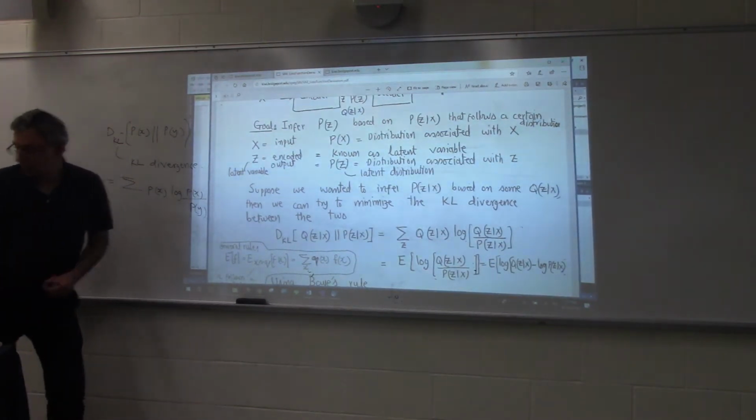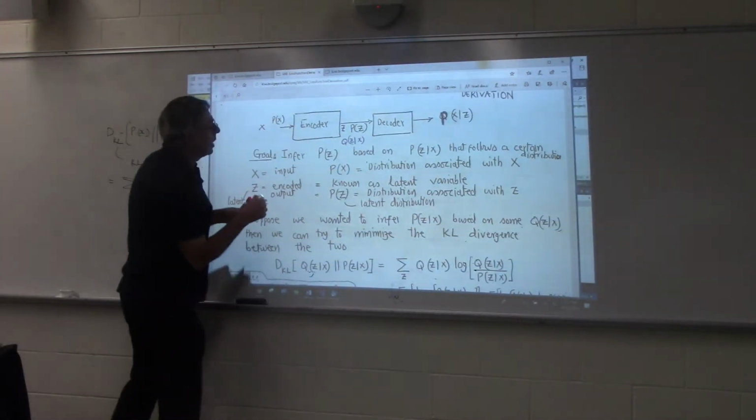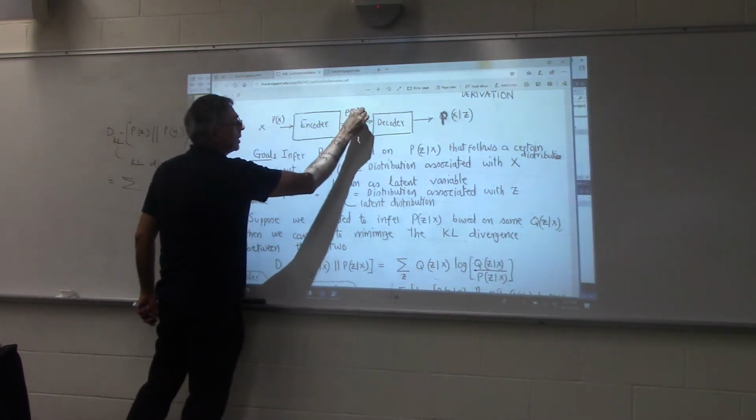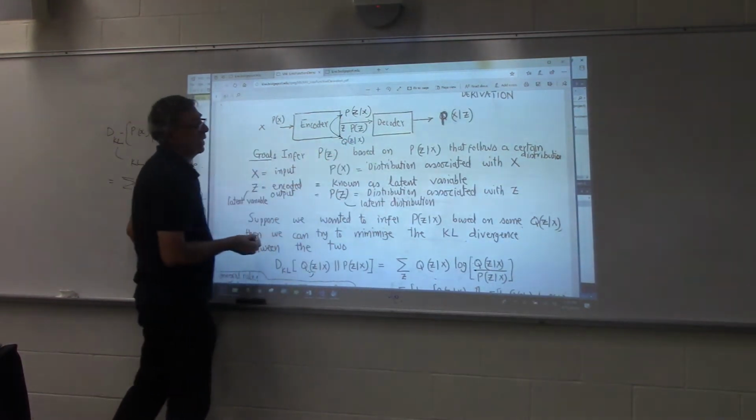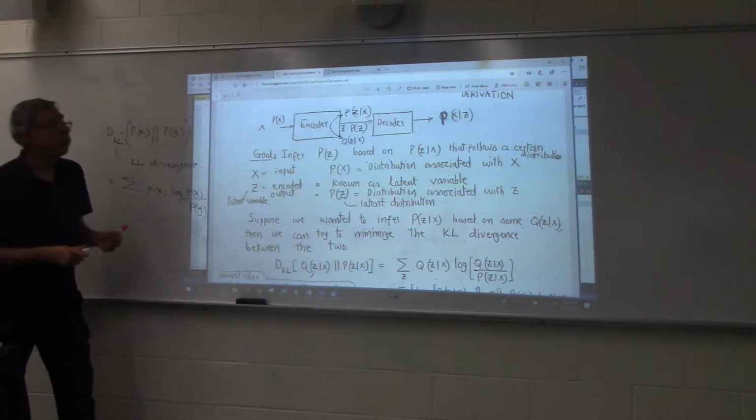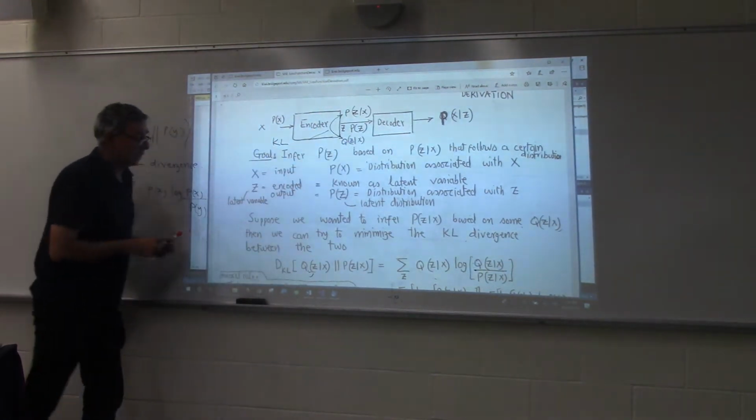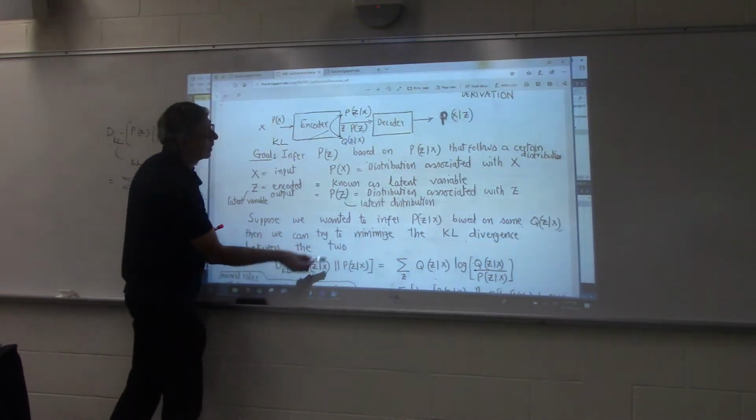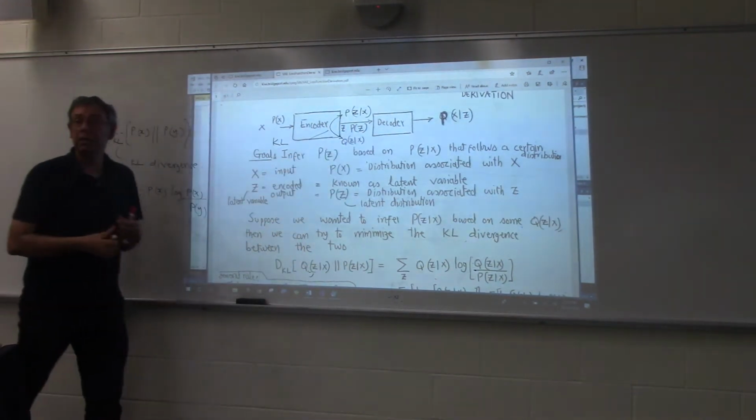So let's go back over here. Because the actual distribution is P of z given x, we want to approximate it by Q of z given x. How would we know that this approximation is good or not? We'll take the KL divergence of these two. So this is what I wrote over here, the KL divergence of Q of z given x with P of z given x, which is the actual distribution that we are trying to approximate, right?